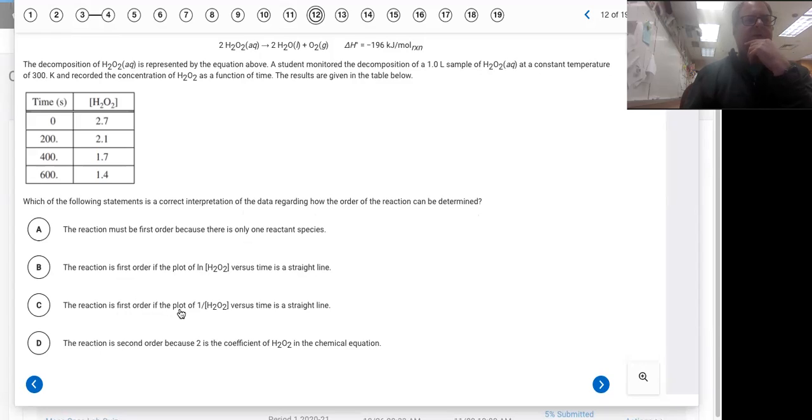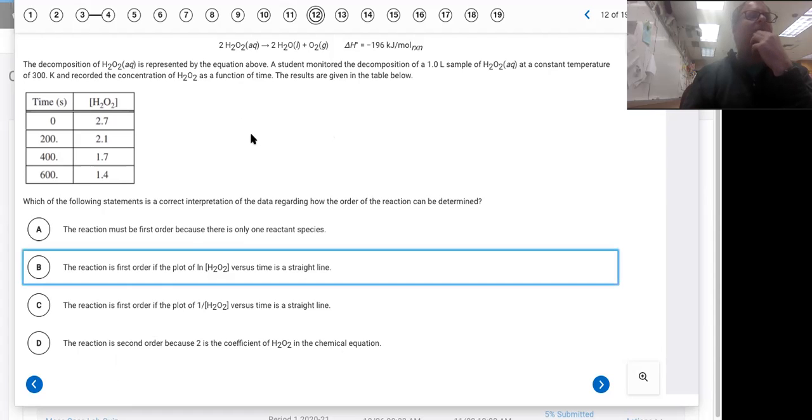The reaction is first order if the plot of 1 over... well, right there, this part is false. It would be second order if this plot is a straight line. The reaction is second order because 2 is the coefficient in the chemical equation. We would need the mechanism and we would need to have the slow step visible to determine that. So it can't be this. I don't like that question, but basically, all it's doing is asking you if you know that a plot of the natural log of peroxide versus time is a straight line.